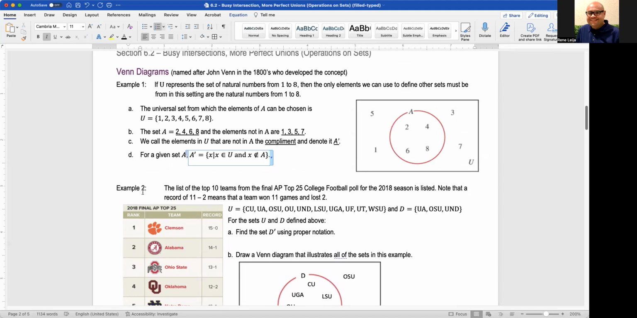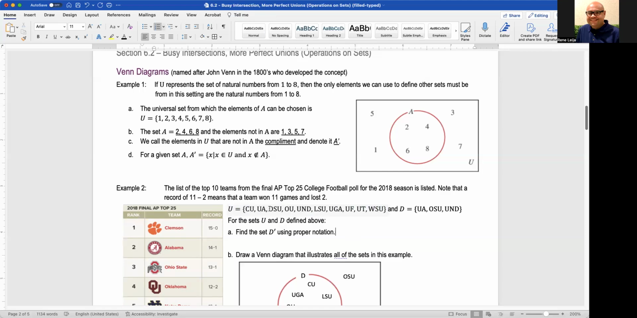Example 2, the list of top 10 teams from the final AP Top 25 College Football Poll for the 2018 season is listed. Boy, that's a lot to say. Note that a record of 11-2 means that a team won 11 games and lost 2. Okay, so they start us out by looking at this universal set.